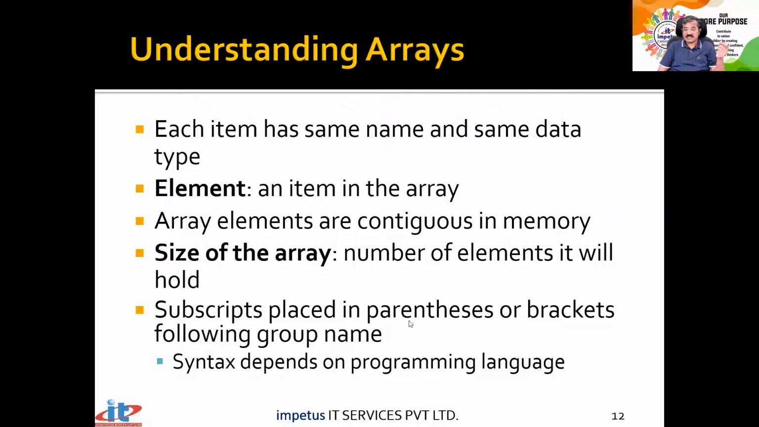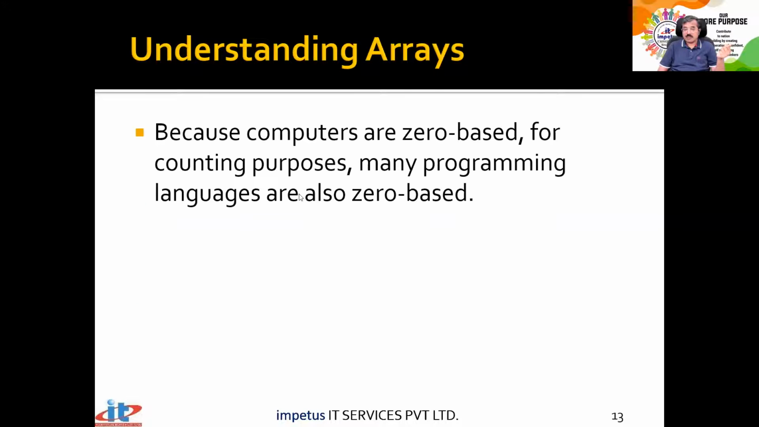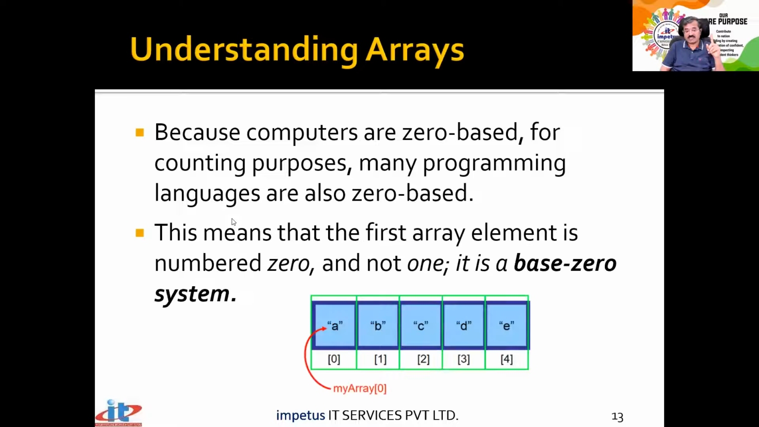The subscript is placed in parentheses or brackets following the group name, and syntax will change from language to language. Because computers are zero based for counting purposes, many programming language arrays are also zero based. That does not mean in all languages the first element will have index 0. In some languages the first element will have index 1 as well. But in most languages you will find the first element in the array is referred to by index number 0. This means the first element in the array is number 0 and not 1.